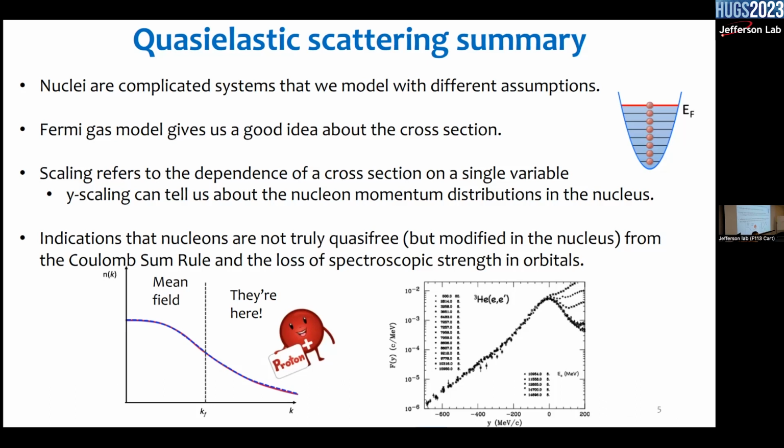If you look at the nucleon density as a function of the momentum, we know that there's this huge strength in the nucleus of these mean field nucleons swimming around. And now we know that there's also this high momentum tail above the Fermi momentum.